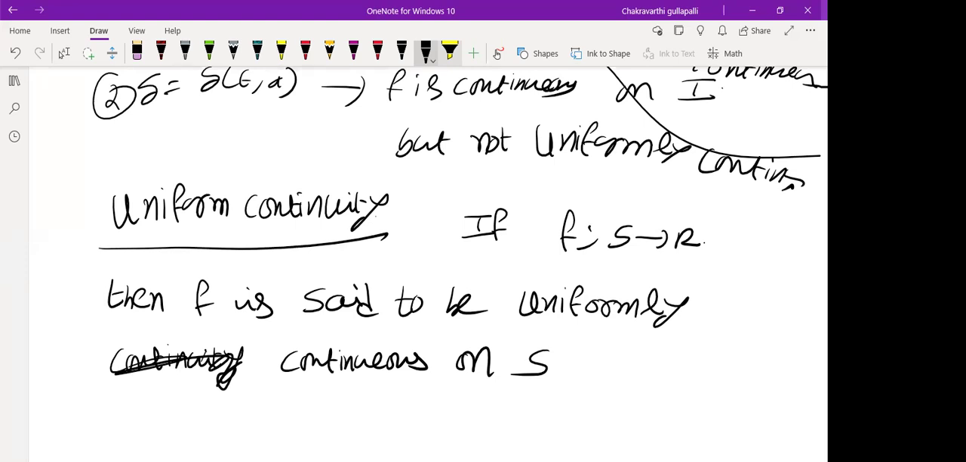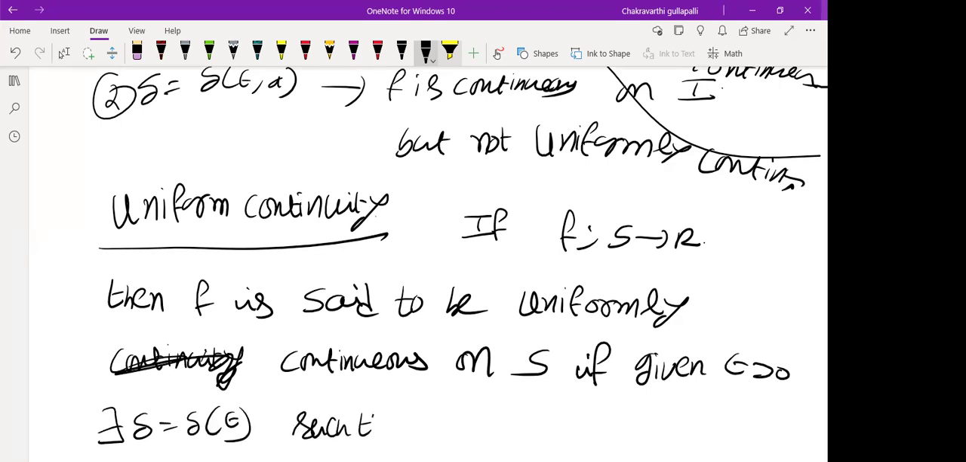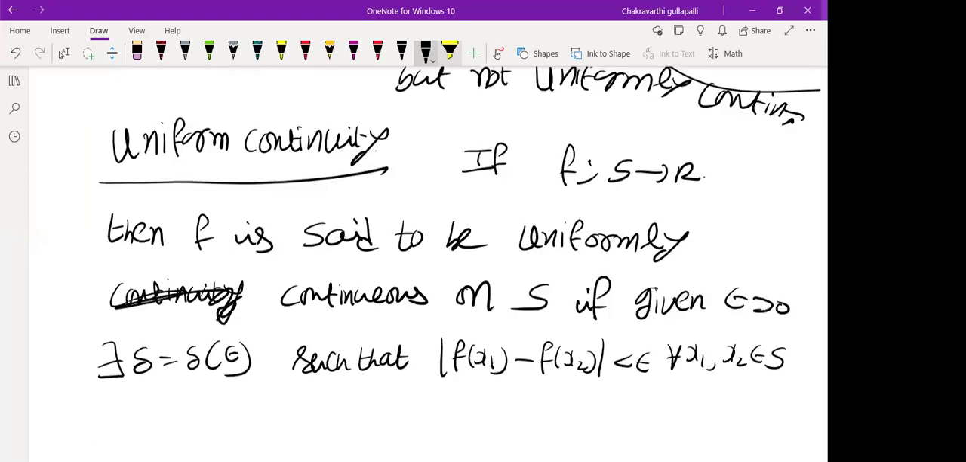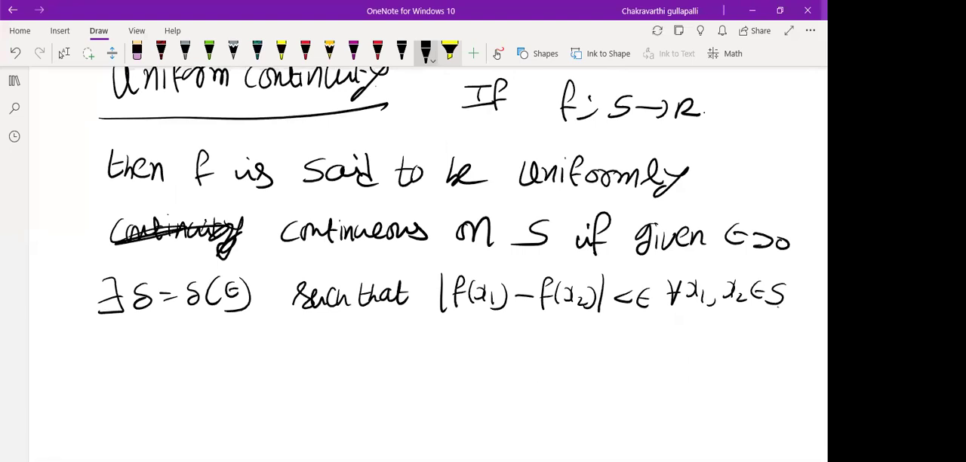Uniformly continuous on S, yes, if given epsilon greater than 0, there exists a delta which is depending only on epsilon such that modulus of f of x1 minus f of x2 is less than epsilon for all x1, x2 belonging to S. If this is satisfied for every pair of points, whatever may be x1 and x2, if your delta depends on epsilon, it does not depend on x1 and x2, we say it is uniformly continuous on S, because it should happen for every pair.